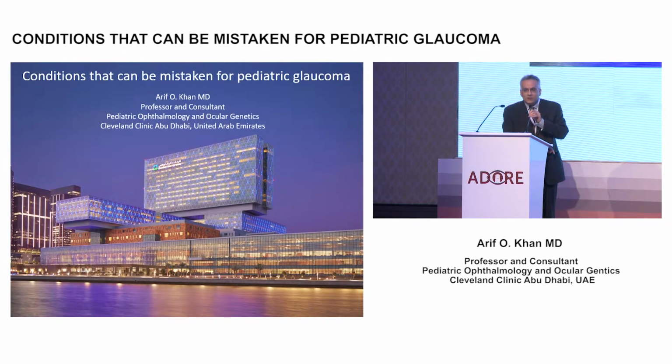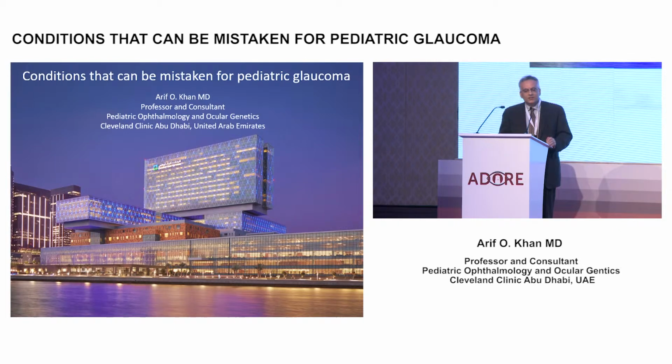glaucoma. But sometimes there are conditions where one or more of these parameters can be abnormal, and these conditions can be mistaken or confused as pediatric glaucoma. How do we differentiate? How do we avoid making mistakes? When we're dealing with pediatric glaucoma, we really have to look at all of these parameters together, and everything together needs to make sense. And we always have to keep in mind conditions that can be mistaken as pediatric glaucoma.